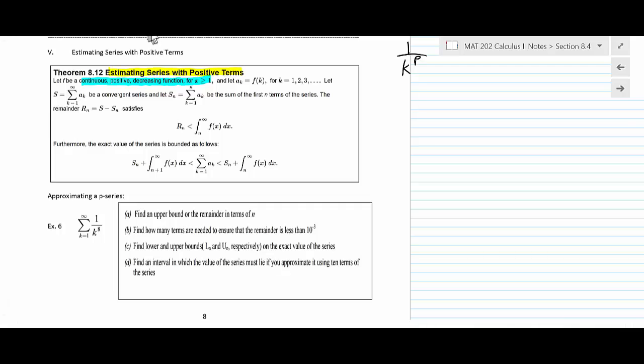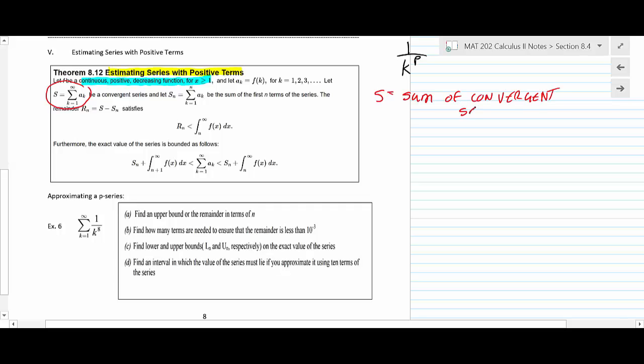And the first thing is you've got two series here. This S stands for the sum of the convergent series. Okay, we have a series that we know converges. So that's what S represents. Let's just say we have a series, it converges, and we know what the sum is. That's what S is. Then S of n is a part of that series. You can think of this as a partial sum of that same convergent series.